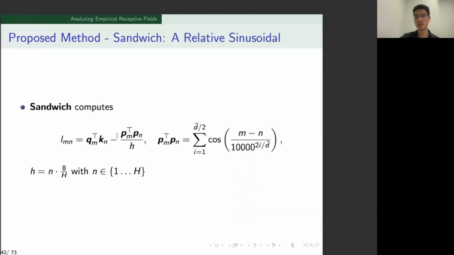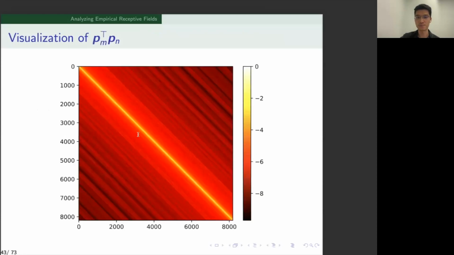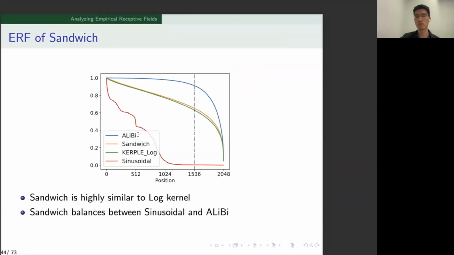So this is the new relative positional embedding method, but it's just to verify the alignment hypothesis. This is again the self-attention matrix, and we have this new PM transpose PM here, and we already saw the visualization of it earlier. Once we get this new, greatly simplified sinusoidal, or you can call it a relative sinusoidal, we again plot the ERF of it. I also plot the ERF of the previously proposed log kernel from the previous section.